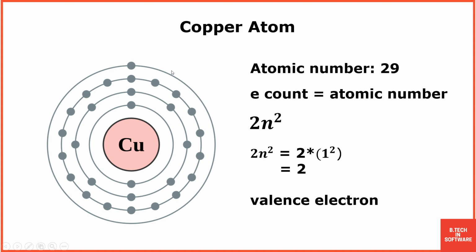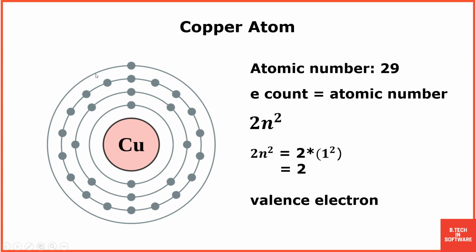This outermost energy level is known as the valence shell. The electrons in the valence shell are known as valence electrons. These valence electrons participate in chemical reactions. Another thing you should know is that every atom is trying to stabilize. To stabilize, an atom will remove, add, or share valence electrons.